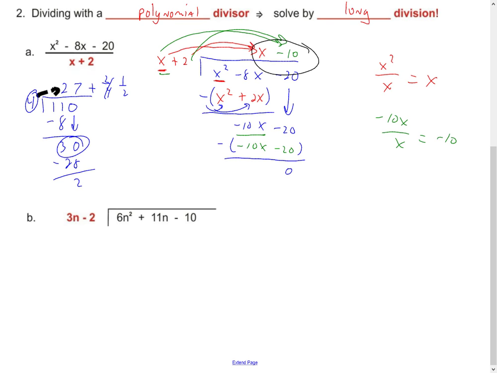And look, if we're going to understand later on down the road what we're dealing with, don't forget this fact, right? If you take this x plus 2 and you multiply it times this x minus 10, you're going to get back to x squared minus 8x minus 20, right? Whatever the divisor was times the quotient, the solution to a division problem, will give you the dividend.